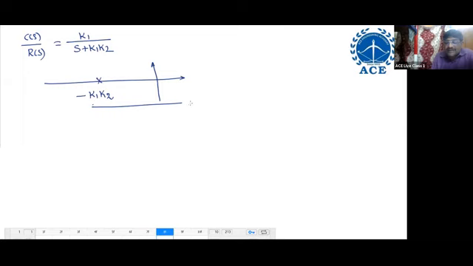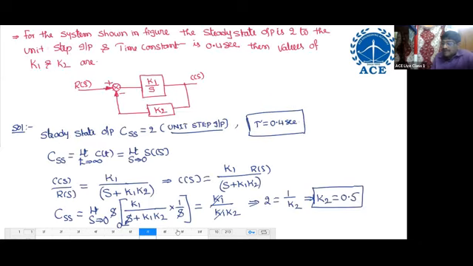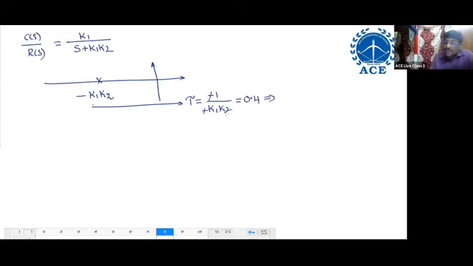What is the time constant here? Minus 1 by the real part of the pole. The real part of the pole is minus K1 K2, so the time constant is 1 by K1 K2, which is given as 0.4. K2 is 0.5. So substitute K2 as 0.5: 1 by (K1 times 0.5) equals 0.4. Then find the K1 value. K1 equals, I think, 5.